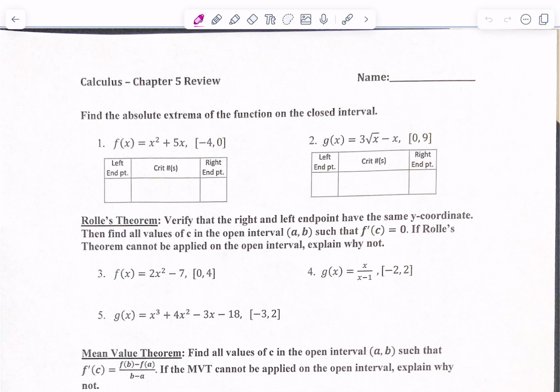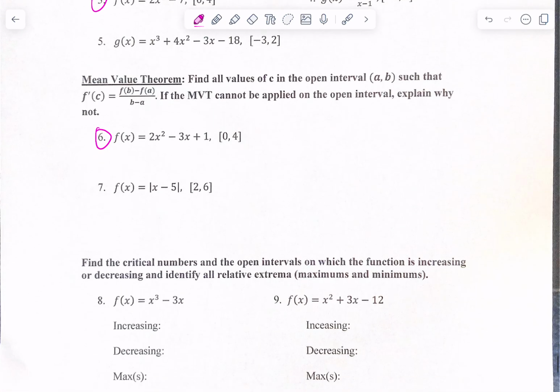All right, Libby, Eli, and is that it? Yep. Libby and Eli. All right, we're starting chapter 5 review. They have said let's do one from each section together. So like number 1 together, number 3 together, number 6 together, number 8 together.